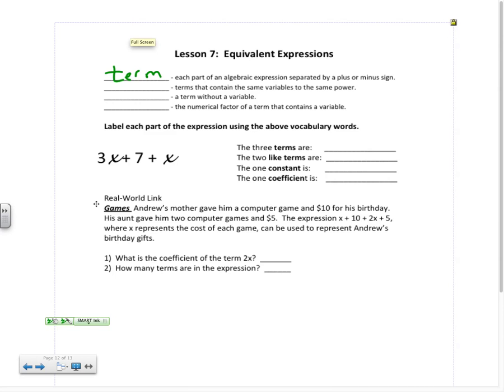Hi class, today we are on Chapter 6, Lesson 7, Equivalent Expressions. We're going to go through 4 vocabulary words and then we're going to take a look at expressions.